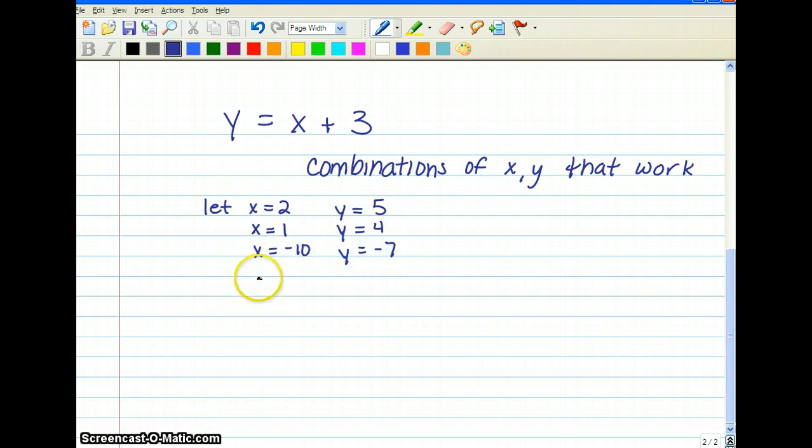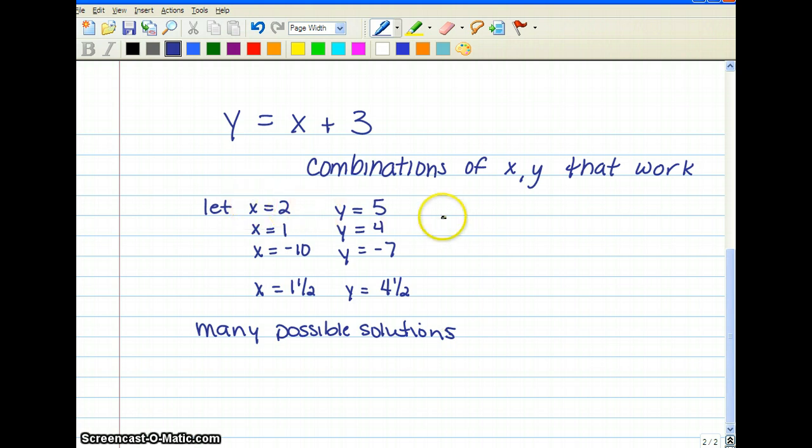So we could go on forever. I don't have to use whole numbers. If I put 1.5 in there, then y would be 4.5. So not only do we have all these whole number combinations, but we would also be able to put fractions, decimals, anything. So once again, we've got many possible solutions. So if you have many possible solutions, you need to be able to graph those solutions. Okay?